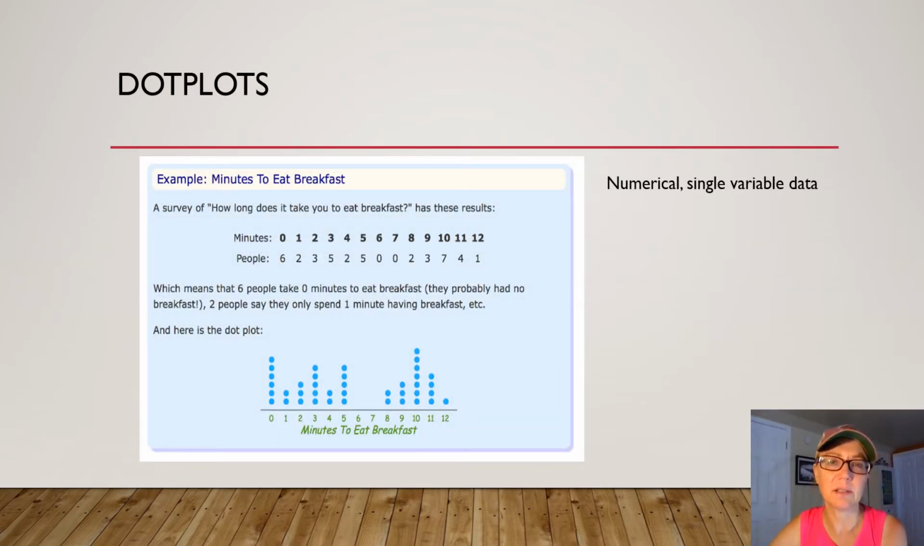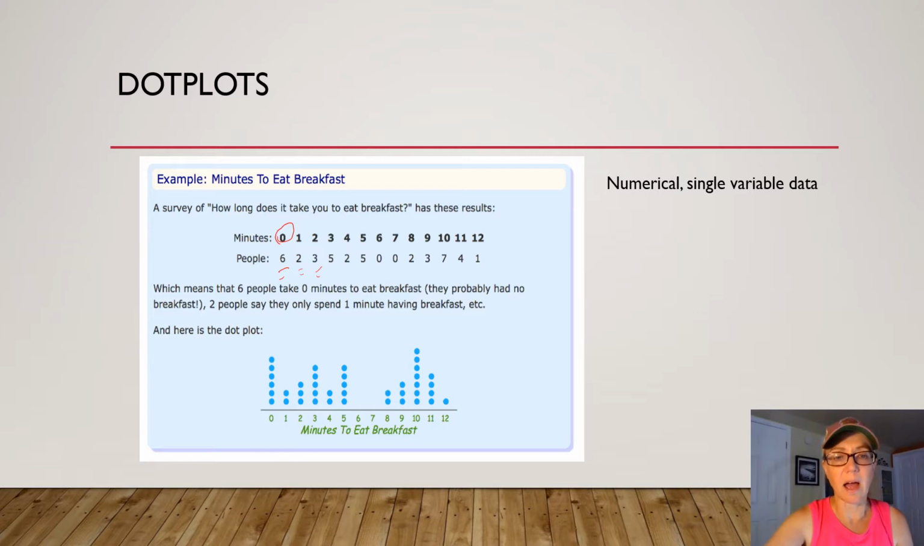A dot plot is when you use dots to represent how many of each data point you have. For example, in a survey of how long does it take you to eat breakfast, we got the following results. So 0 minutes indicating people did not eat breakfast. Right here, 0 minutes. There were 6 people who said 0. There were 2 people who said 1 minute, 3 people who said 2 minutes, and so on.